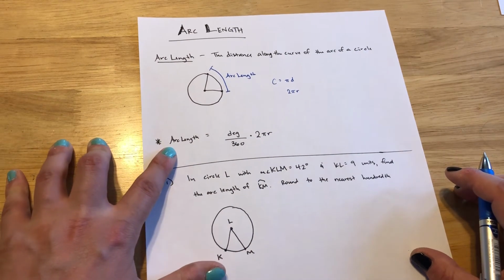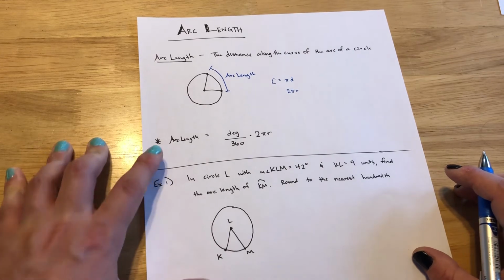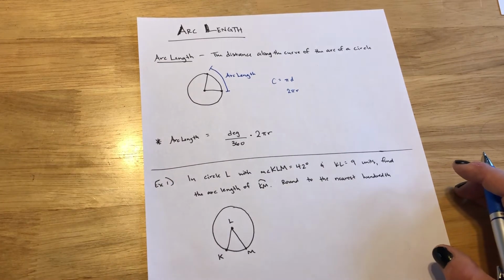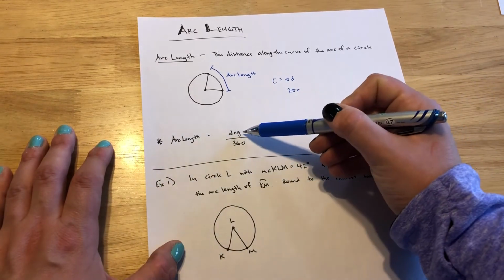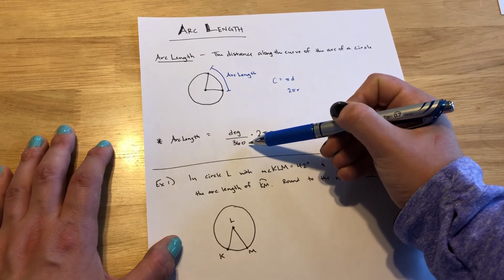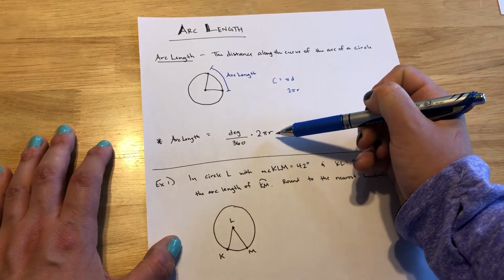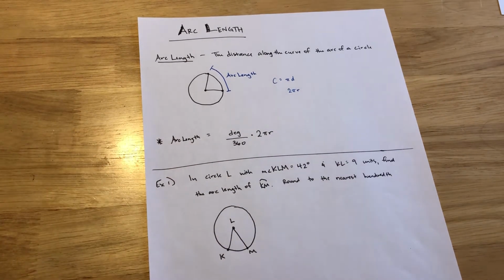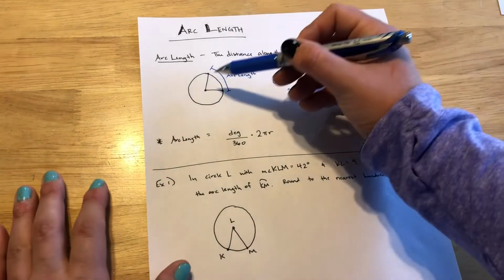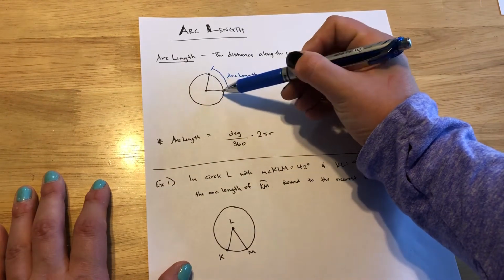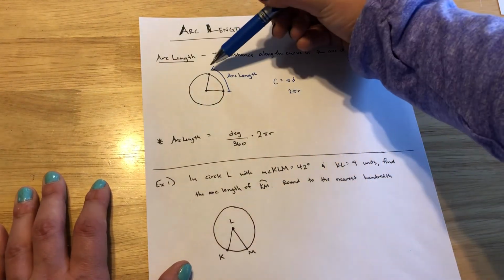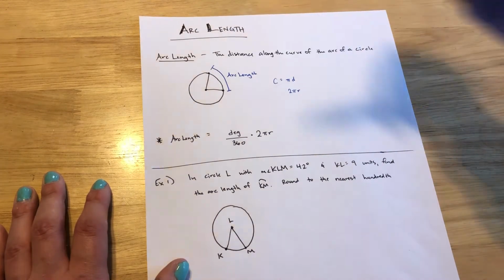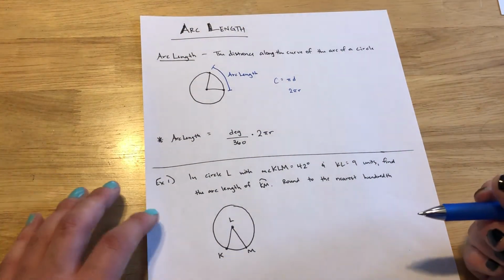So if we take a look at the formula for arc length then, to get a fraction of the circumference, we need to take that central angle degree divided by 360 and multiply by 2 pi r. So that's exactly similar to finding the sector area, because as you notice, these two radii create a sector of the circle, and the arc length would be just the distance along the crust of the pizza, for example.